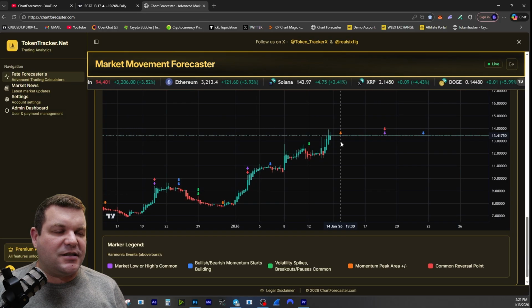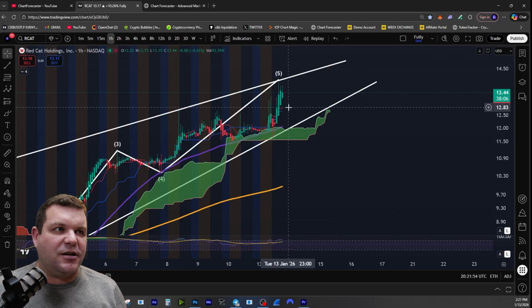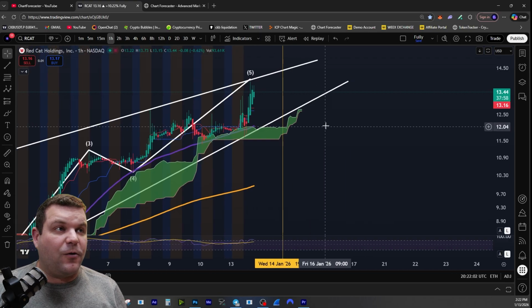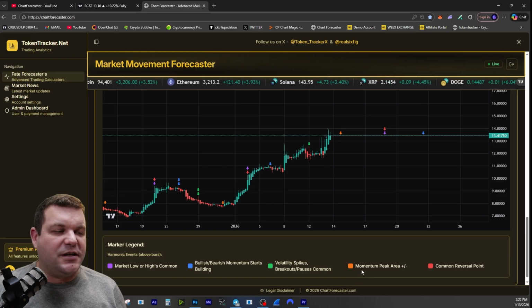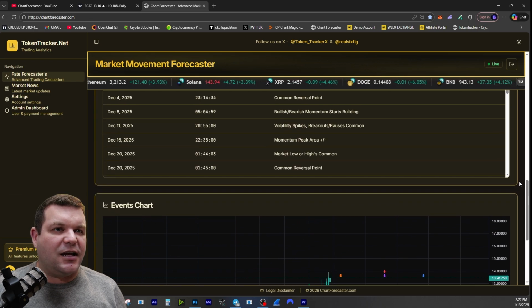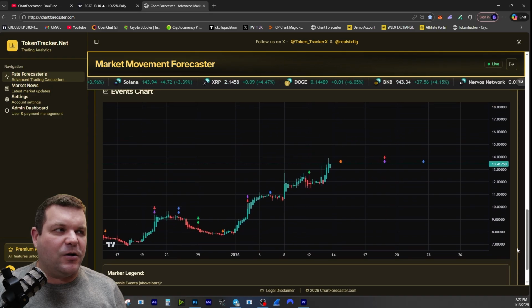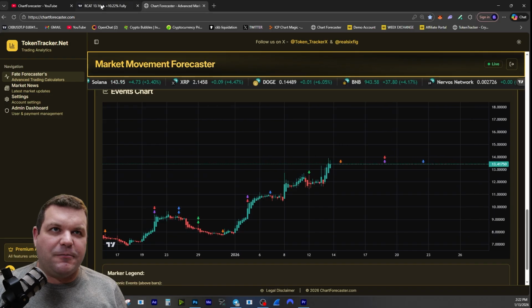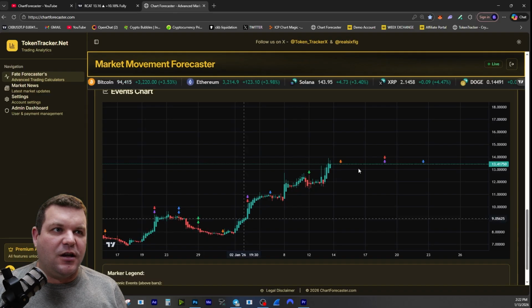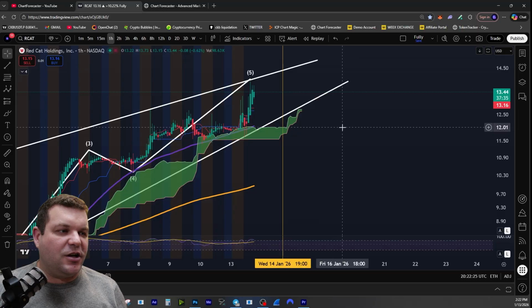Now, Chart Forecaster is saying January 14th, about 1930 hours, is when we really need to be on the lookout for this thing right in here for a shift in momentum or a momentum peak area. It's also saying that on January 18th, we'll just go 2000 hours. This is all UTC time, guys. So January 18th, 2000 hours UTC, which is over the weekend.